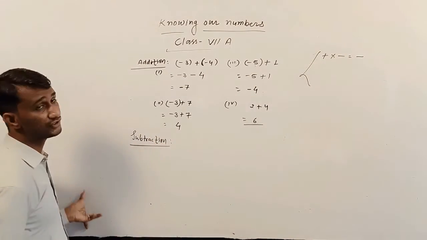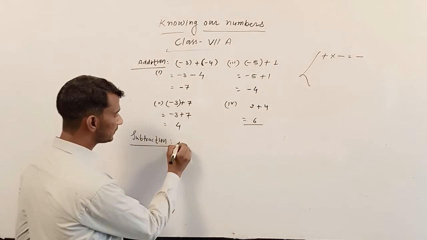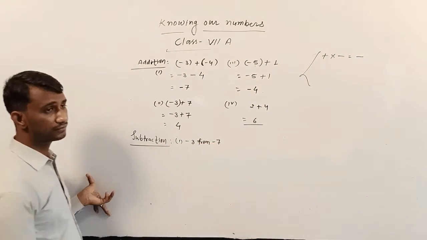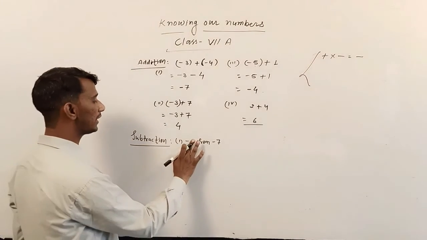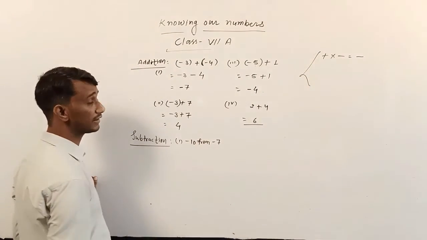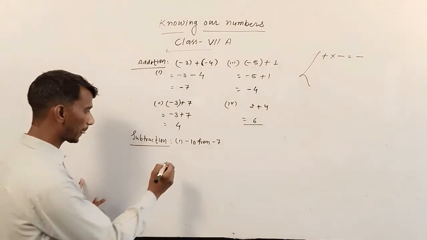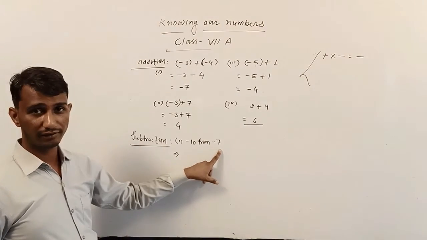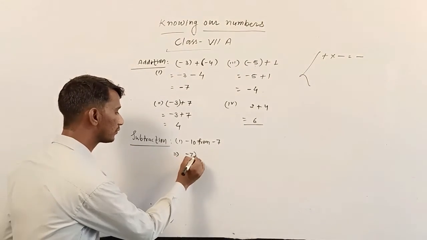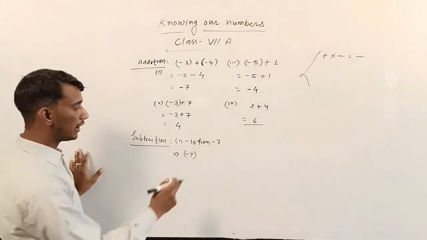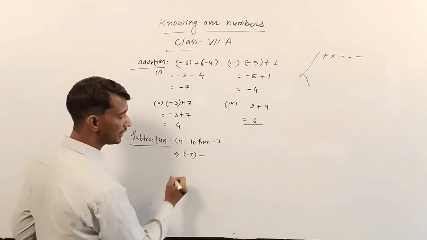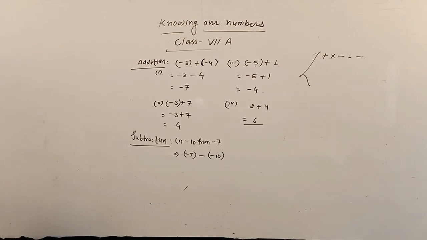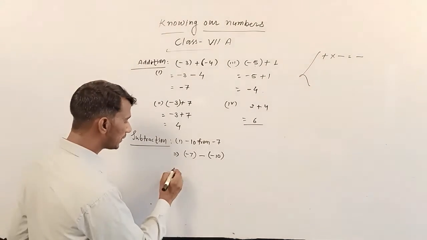How to subtract the integers? First example, -3 from -7. Here you can choose another number, -10 from -7. From is given here, so you write first -7 in bracket. After that, subtraction applying, so put the negative sign, and after that you write -10. In this way you can simplify yourself and open the bracket.